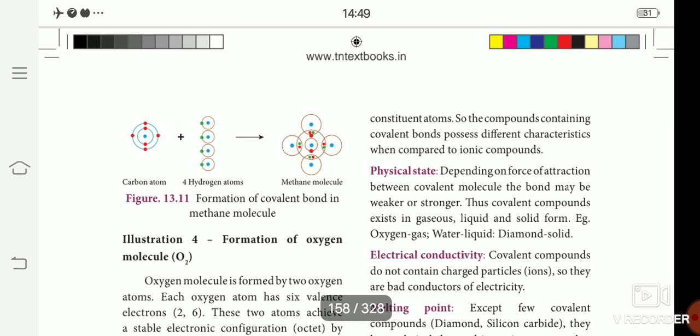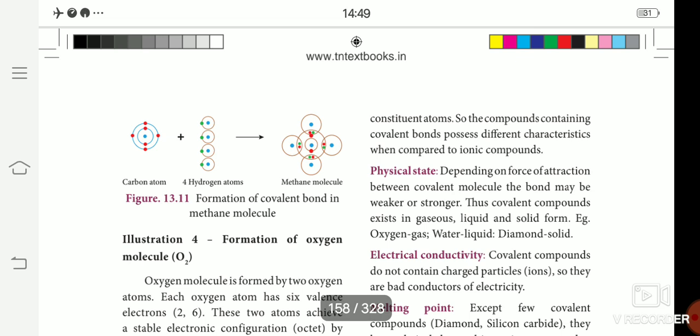This bond formation is a covalent bond in the methane molecule. The methane formula is CH4.